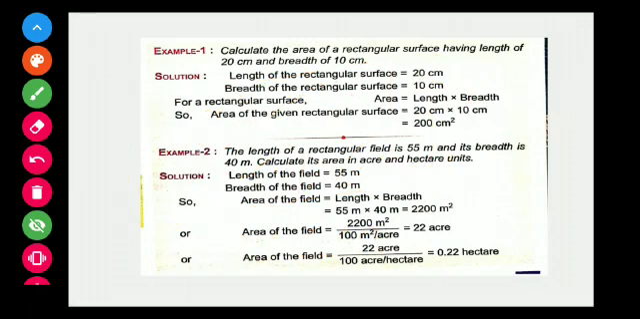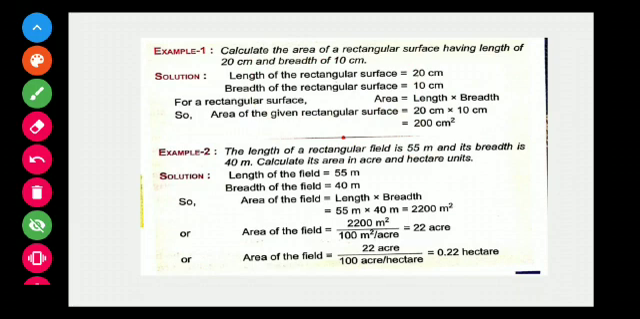Therefore, area is equal to length of rectangle into breadth of rectangle. Length is 20 centimeter and breadth is 10 centimeter. Therefore, 200 and centimeter into centimeter, that is centimeter square. Your area of rectangle is 200 centimeter square. Next, the length of rectangular field is 55 meter and breadth is 40 meter.